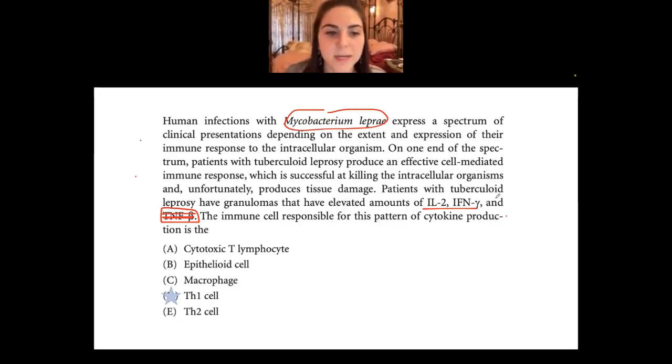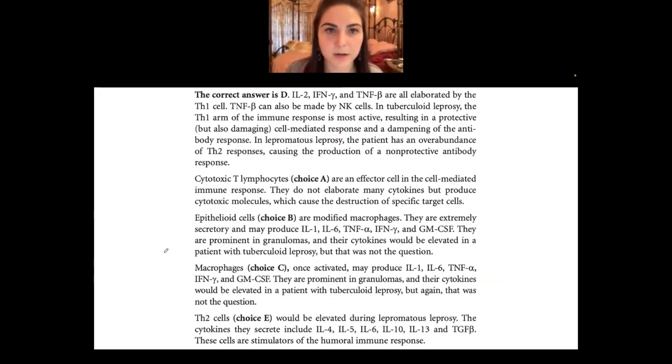So if you picked macrophage for this, I get why. You probably just read it too fast. You're like, oh, but the pattern of cytokine production. So what's secreting these cytokines? That would be the Th1 cell. It makes the macrophage better at killing any type of mycobacterium. And here's what he says here. You really don't need to know about TNF beta. I've really never seen anything about TNF beta anywhere.